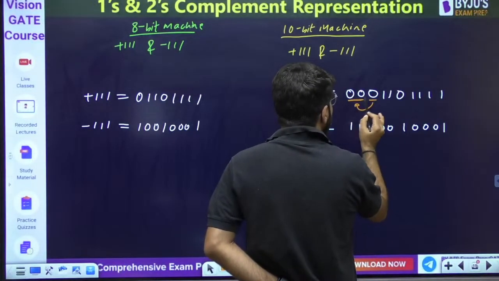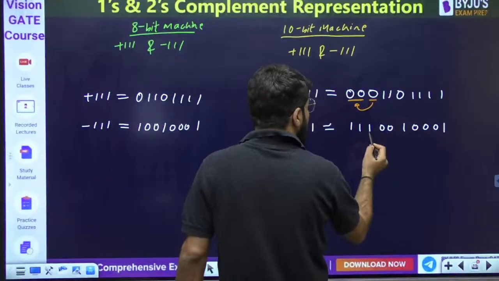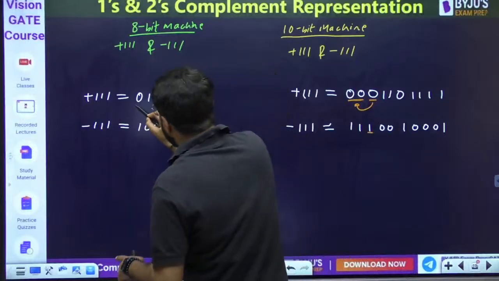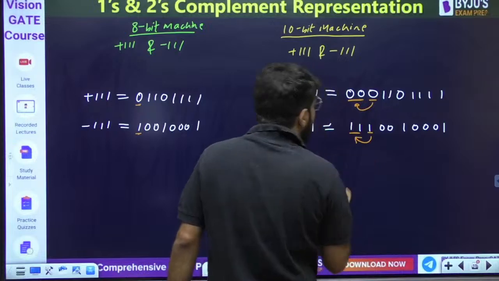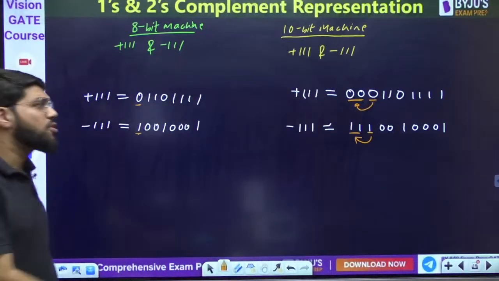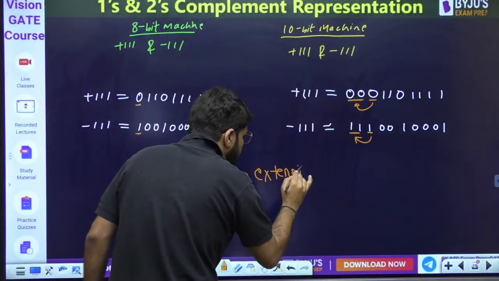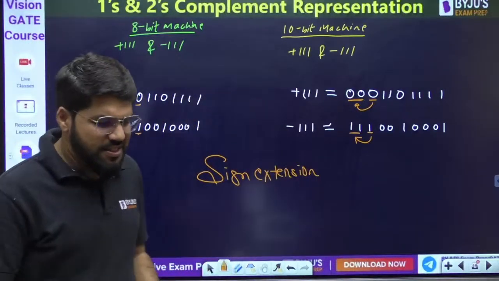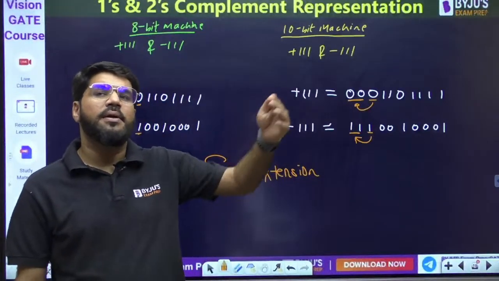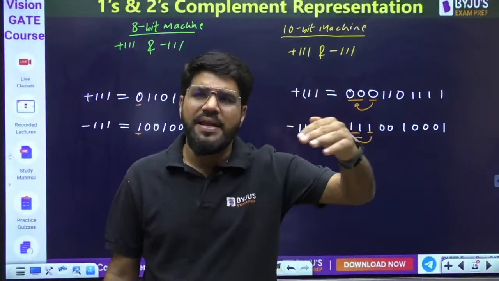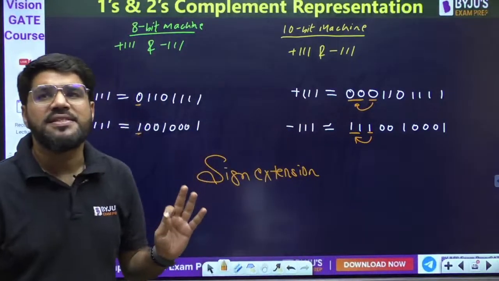The MSB 0 is copied to the higher 2 bits. This is the 8-bit answer, now converted to 10-bit. Here the MSB is 1, and that MSB is copied here. Clear, everybody? This is known as the concept of sign extension. Whenever you want to write down an 8-bit number as a 10-bit number, or 16-bit number, or any higher number of bits, what you have to do is copy the MSB, copy the sign bit.